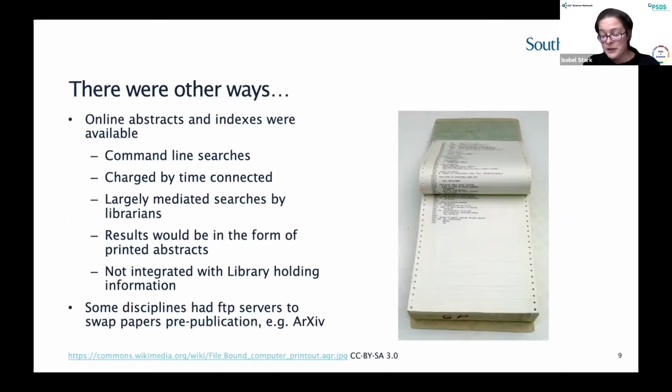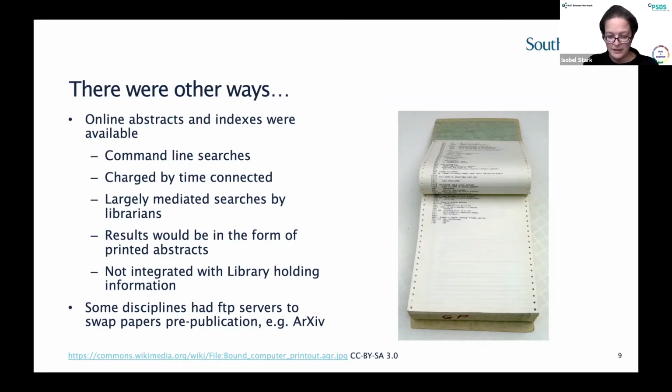If you were an academic with a budget code, there were other ways. There were online abstracts and indexes available, including for chemical abstracts, because of course they were compiled using databases, but they were expensive. They were command line driven. They were mainly mediated searches by librarians. So you'd sit down, you'd tell the librarian what you wanted. They would translate it into a code.